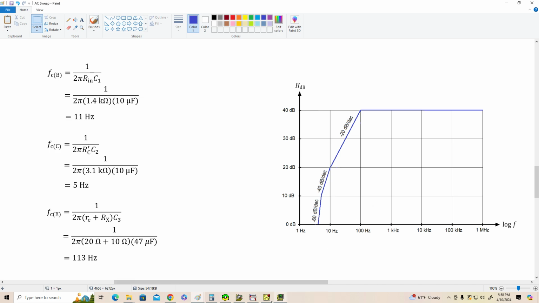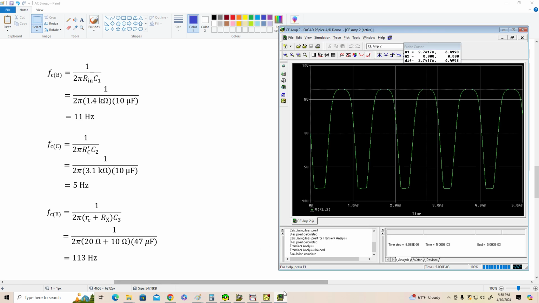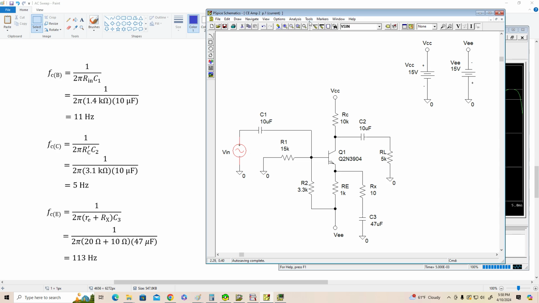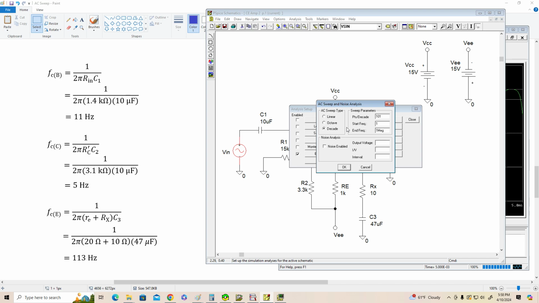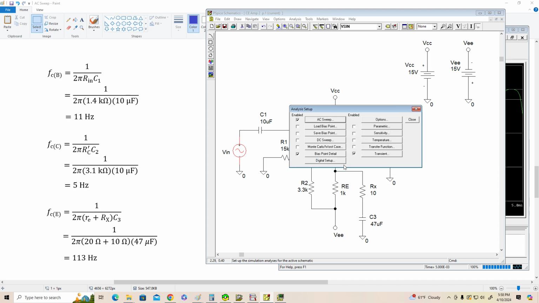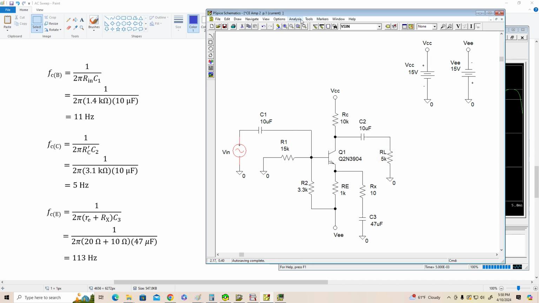All right, let's see if PSpice agrees with this. Okay, so let's rerun our analysis. We'll set it up for an AC sweep, decades from 1 Hertz to 1 megahertz. That looks good. Let's close it and simulate.